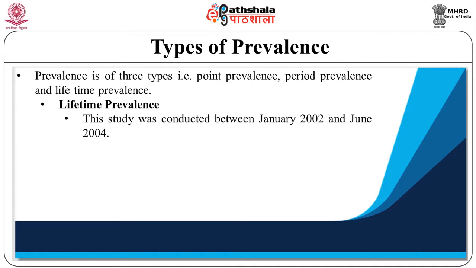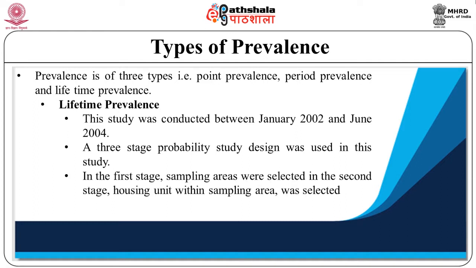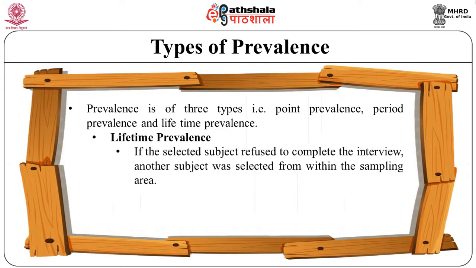This study was conducted between January 2002 and June 2004. A 3-stage probability study design was used. In the first stage, sampling areas were selected. In the second stage, housing units within the sampling area were selected, and in the final or third stage, the adult respondents were randomly chosen. If the selected subjects refused to complete the interview, another subject was selected from within the sampling area.